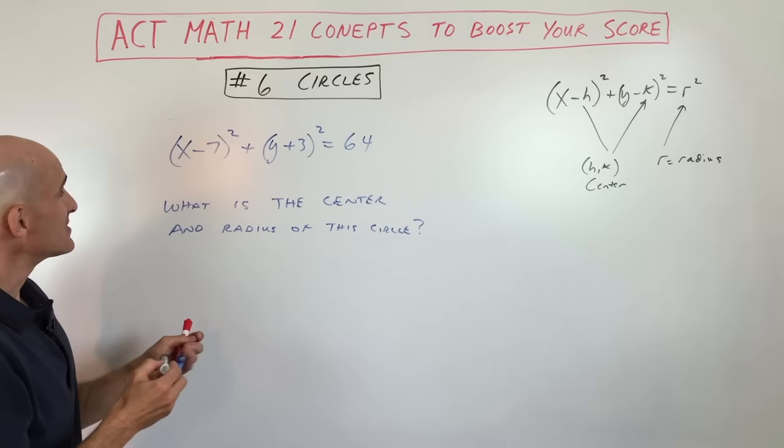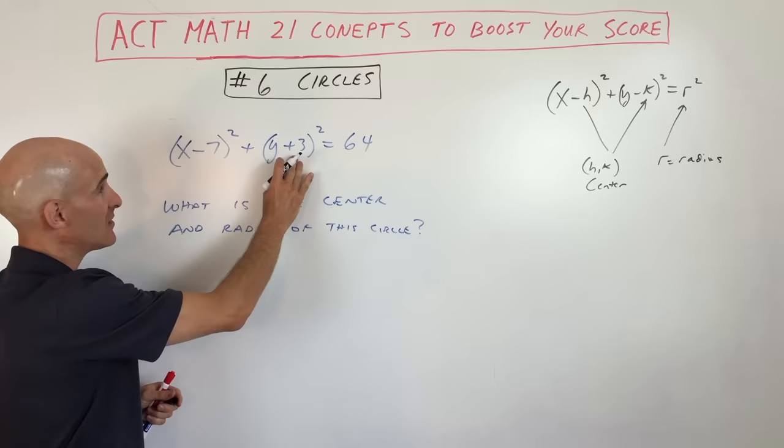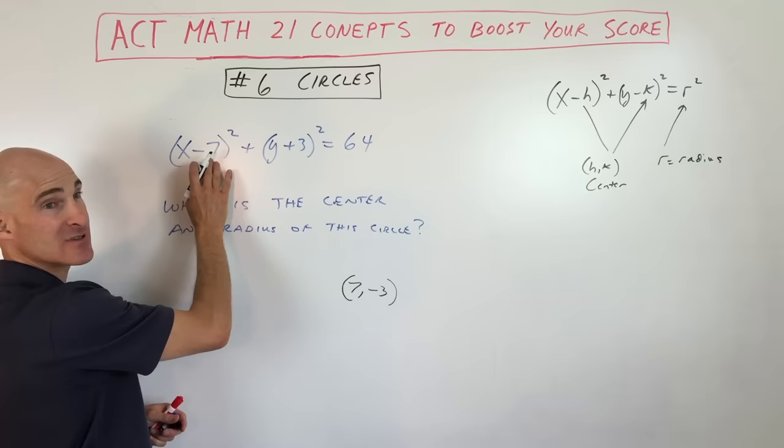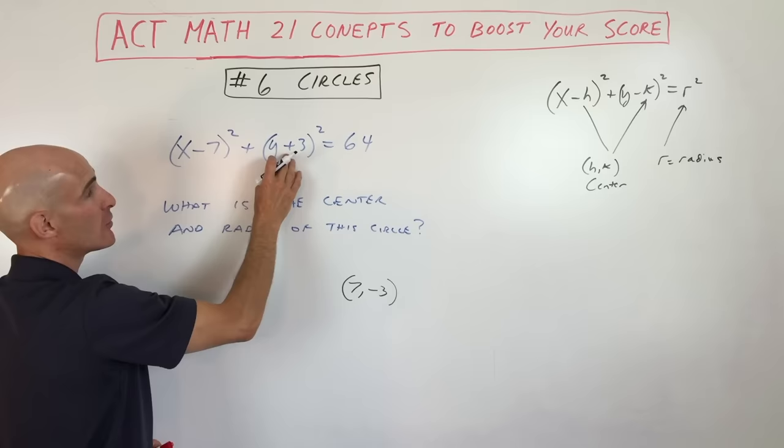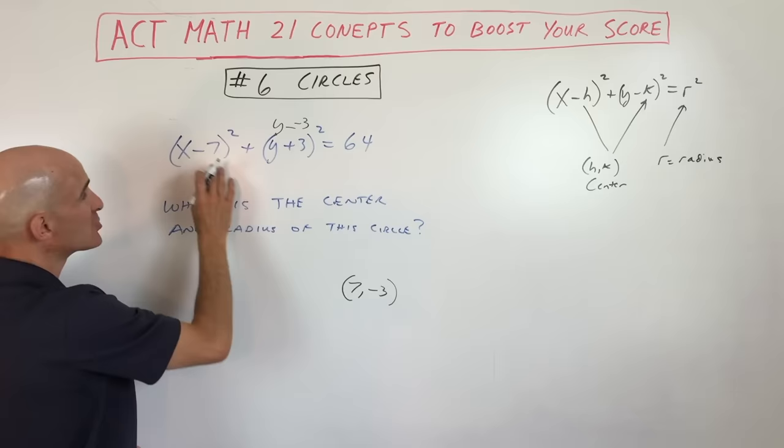positive 7, negative 3. Now notice how it's the opposite, okay? It's positive 7, negative 3. It's the opposite of this sign. It looks like minus 7, but see how this is x minus h? So the h is just 7. And over here with y plus 3, this is really like y minus a negative 3. So if you can remember, it's just the opposite sign. So that's the center of the circle.